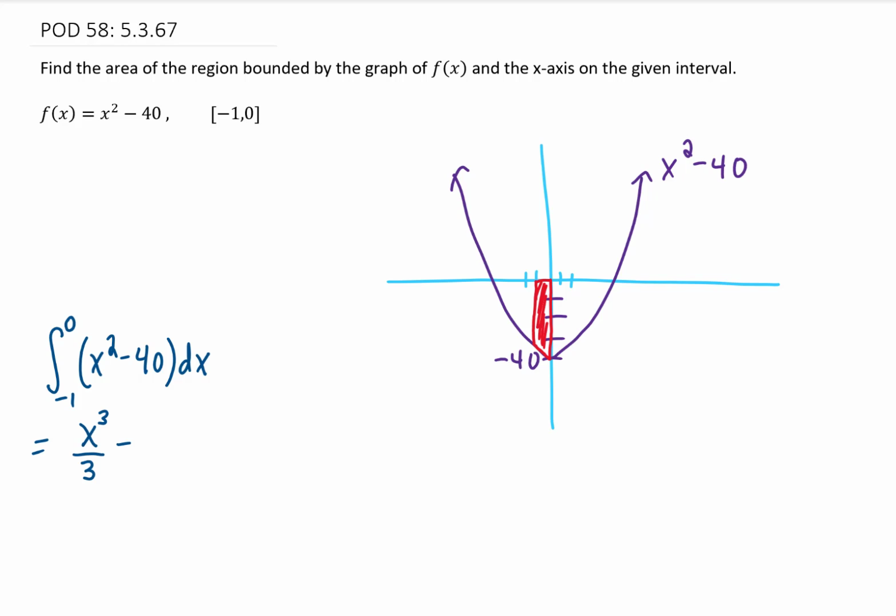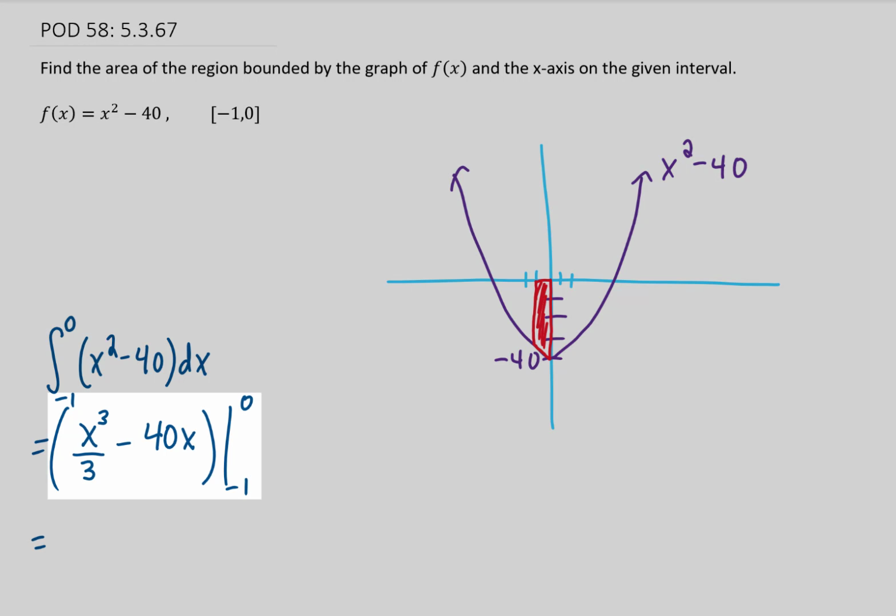As you would have seen in the last problem of the day, this 40 here can be written as 40x to the 0 power. So when we raise our power on x by 1, it becomes 40x to the first power, and then we divide that term by the power of 1. So that is our integral, and we're going to evaluate it from -1 to 0.